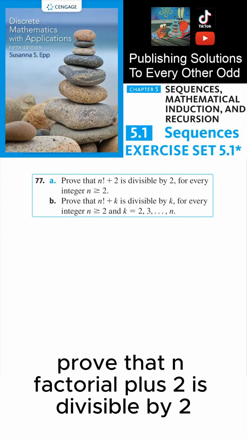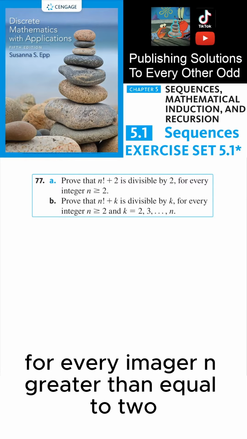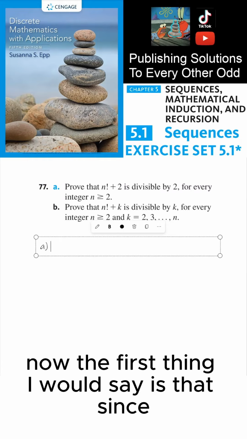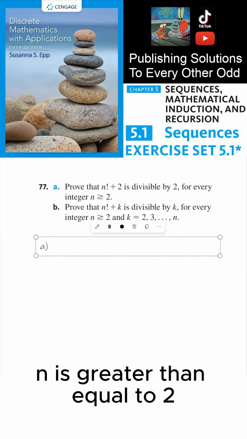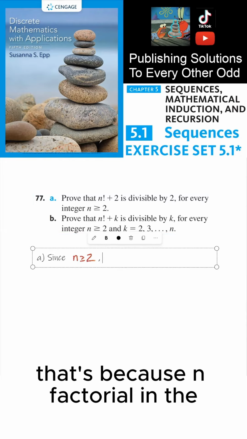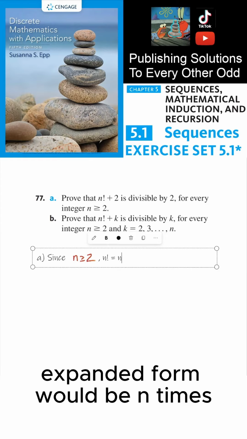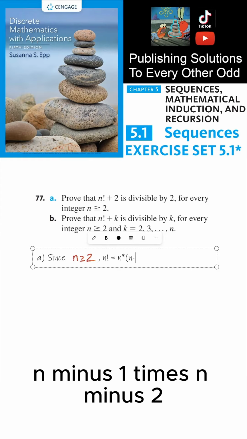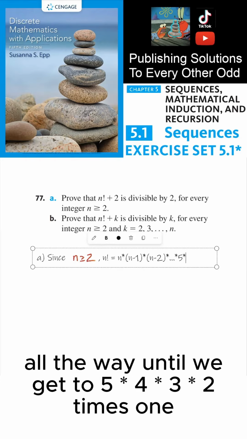Prove that n factorial plus 2 is divisible by 2 for every integer n greater than or equal to 2. Now, the first thing I would say is that since n is greater than or equal to 2, then we can say that 2 divides n factorial. That's because n factorial in the expanded form would be n times n minus 1 times n minus 2, all the way until we get to 5 times 4 times 3 times 2 times 1.